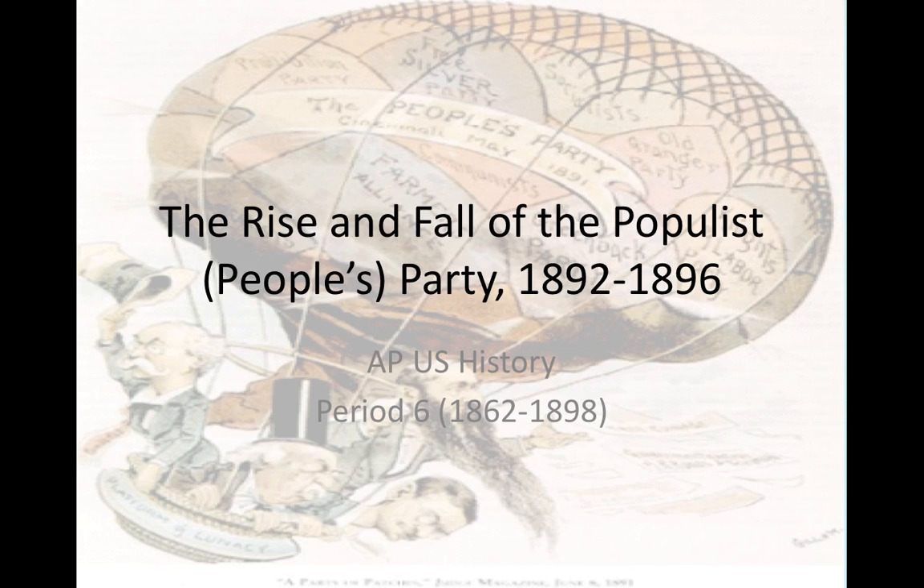And greetings there, academic proletariat, and welcome to this episode of the Fireside Chats with Mr. Olson, where we will be discussing the rise and fall of the Populist, or the People's Party, throughout the years 1892 to 1896. This topic can be found in period 6 of the new AP US History concept outline, and is quite an important one because they like to ask about it a lot, shockingly enough.